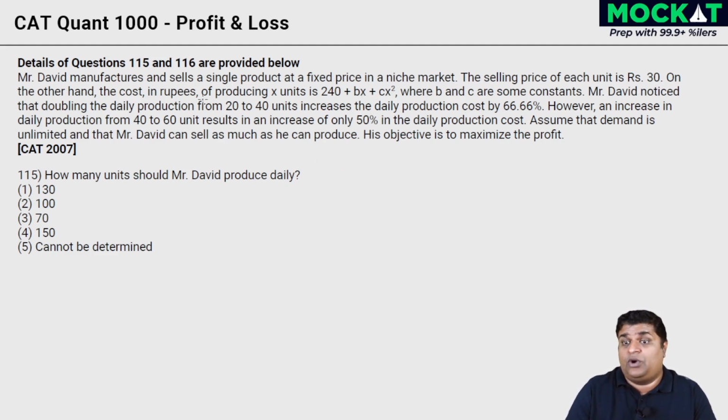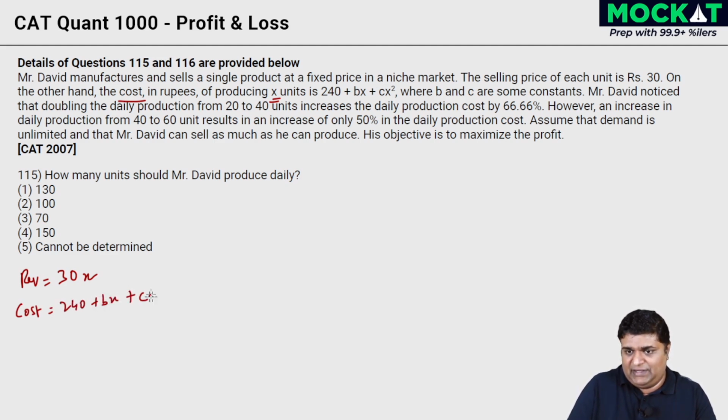Now, on the other hand, the cost in rupees of producing X units is 240 plus BX plus CX square, where B and C are some constants. That's the cost equation. Okay, let's write this down clearly. The revenue over here is going to be 30 into X units, 30 rupees a unit for X units. That's the revenue. What's the cost over here? The cost over here is 240 plus BX plus CX square.